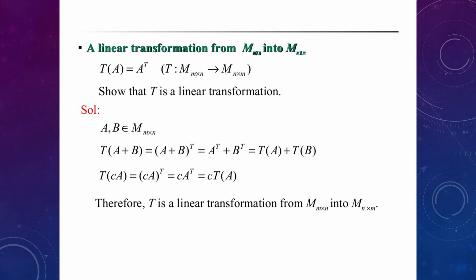The linear transformation from M m by n into M n by m: T(A) equals A transpose, T such that M m by n maps to M n by m. So show that T is a linear transformation. A, B belong to M m by n. T(A plus B) equals (A plus B) transpose, equals A transpose plus B transpose, equals T(A) plus T(B). T(cA) equals (cA) transpose equals c A transpose equals c T(A). Therefore, T is a linear transformation from M m by n into M n by m.